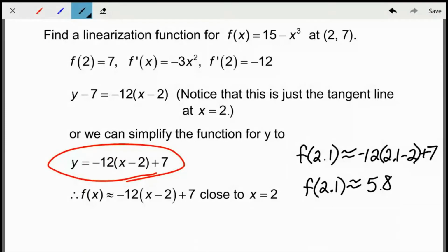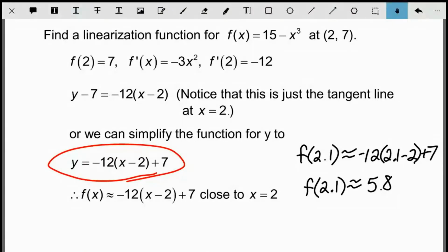And the reason that we're pretty close is because we didn't go very far from our point of tangency. Our point of tangency was at 2. We went 1/10 of a unit away. So I would expect that my tangent line would still be a pretty good approximation for my function. And in this case, it is very, very close.